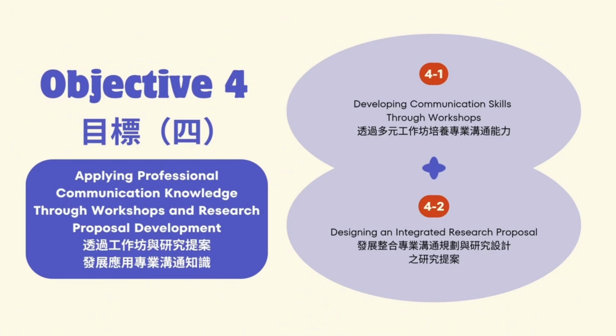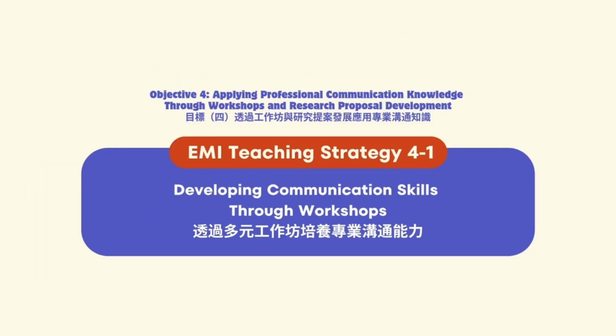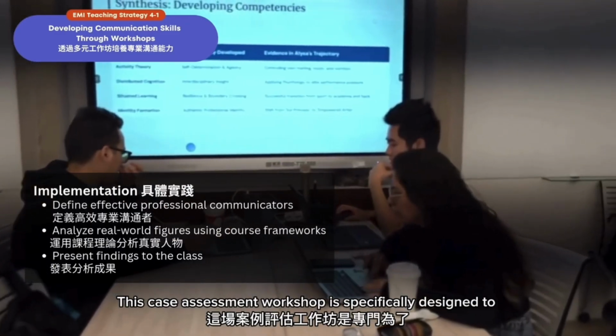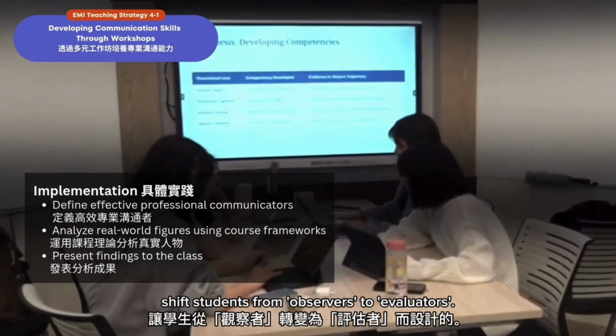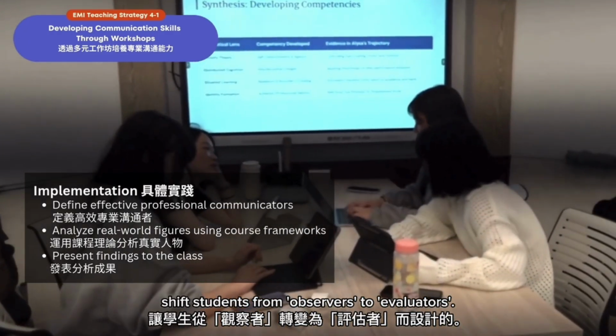Objective 4: applying professional communication knowledge through workshops and research proposal development. EMI Teaching Strategy 421: Developing communication skills through workshops. This workshop is specifically designed to shift students from observers to evaluators.